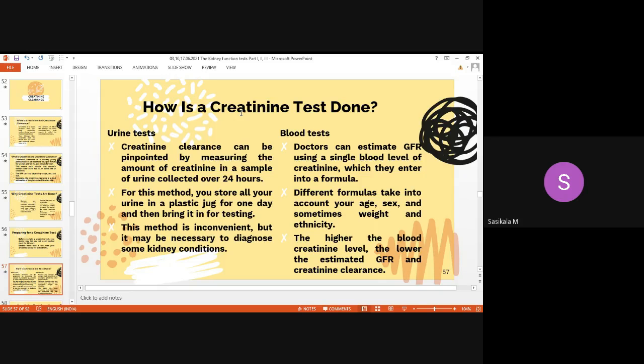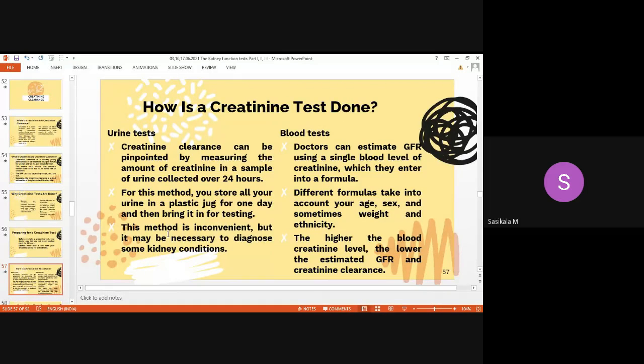Urine creatinine, what method have you used? The commonly used method to determine the creatinine present in urine and blood is the Jaffe method, using picric acid, alkaline picric acid. That you have to remember. The same procedure you perform in the lab you can write along with these given points. Creatinine clearance can be pinpointed by measuring the amount of creatinine in a sample of urine collected over 24 hours. For this method, you store all your urine in a plastic jug for 1 day and then bring it for testing.